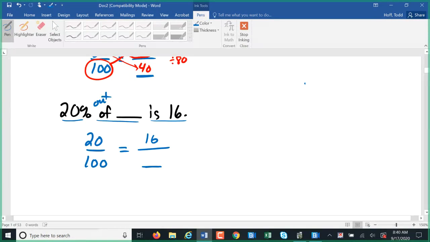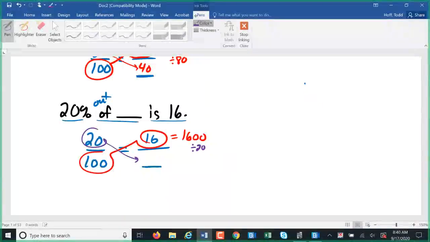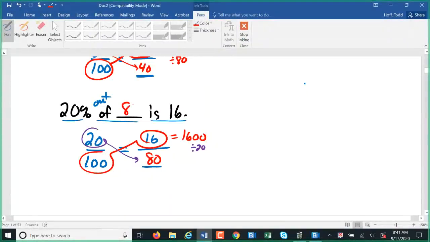And again, we're going to cross multiply and divide. We find the two numbers that are diagonal. The 100 and the 16, we multiply those to get 1,600. And the number that's diagonal with the missing number is what we divide by. We'll divide by 20. That gives us 80 there. 1,600 divided by 20 is 80. 20% of 80 is 16.